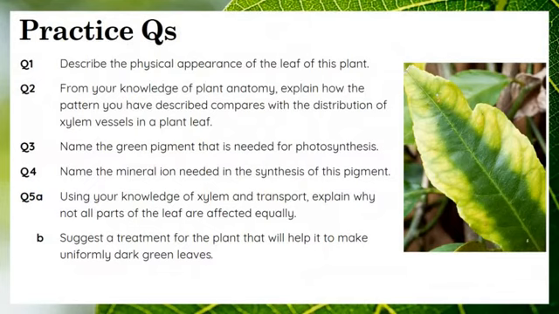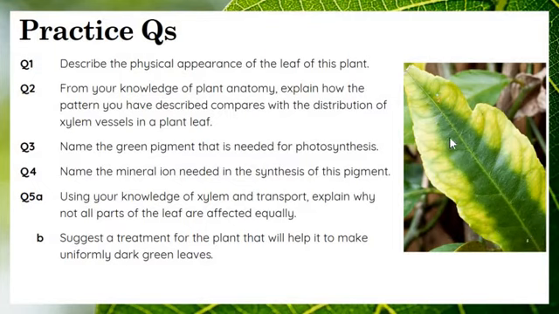So let's try some questions now we've had some practice. Looking at this picture over on the right hand side, you need to describe the physical appearance of this leaf. From your knowledge of plant anatomy, next you need to explain how the pattern that you've observed compares with the distribution of xylem in this leaf. So what is going on there?